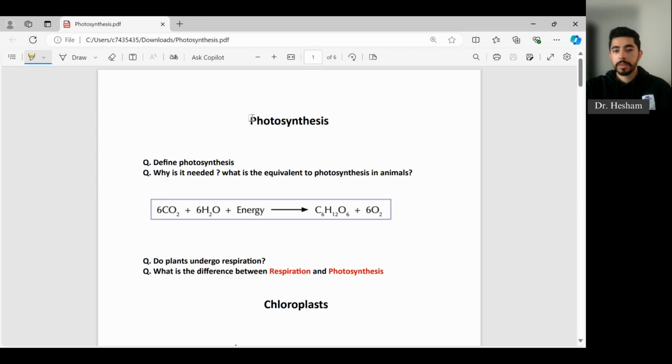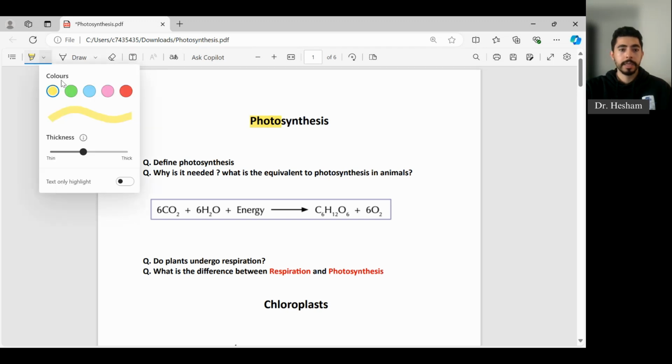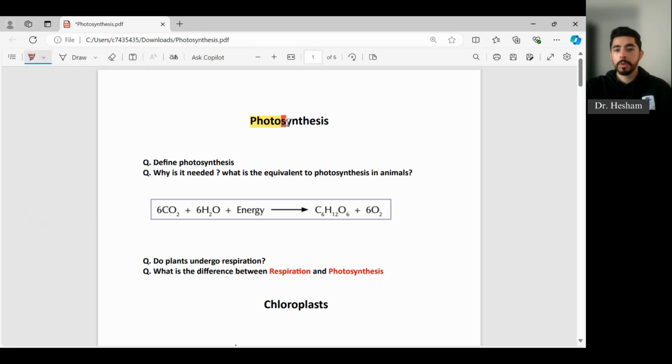So photosynthesis is a word that comes from two Latin words. The first one, photo, and the second one, synthesis. Photo means light in Latin. Anything with the prefix photo has to do with light. And synthesis means to make something from nothing, so to create something. So photosynthesis is a word that means creating energy from light.